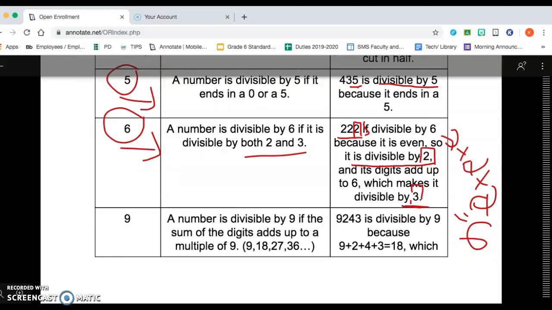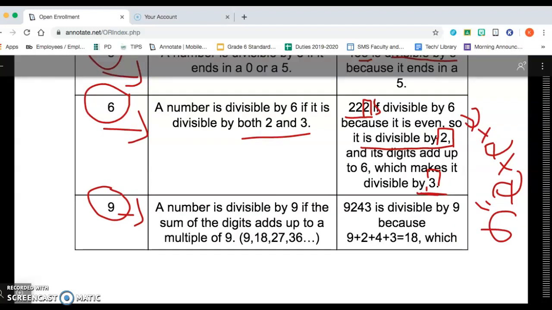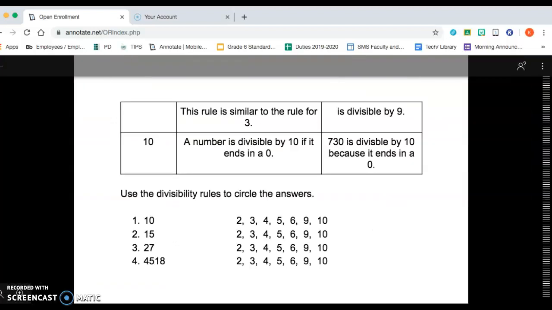So then we're going to skip to 9 because there are no rules for 7 and 8. So number 9, a number is divisible by 9 if the sum of the digits adds up to a multiple of 9. This one is very similar to the 3. So what you need to do is take all the digits and add them together to see if it's a multiple of 9. So we have 9, 2, 4, 3, so we add them. 9 plus 2 plus 4 plus 3, which is 18. And I'm going to go to the next page, but 18 is a multiple of 9, which means it's divisible by 9.